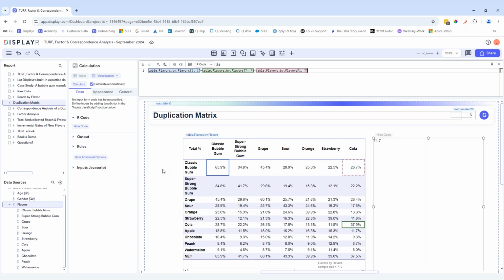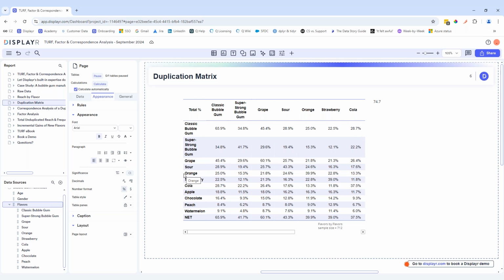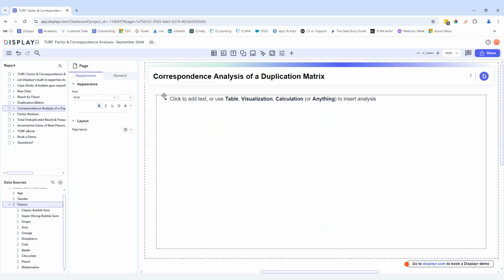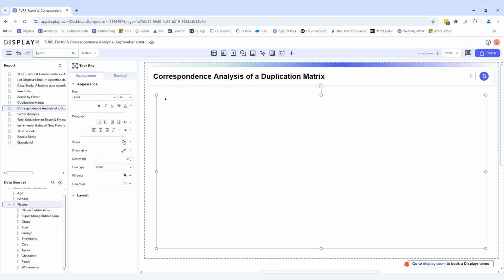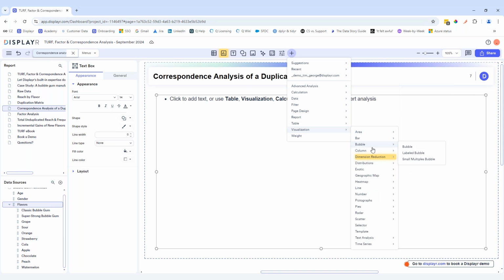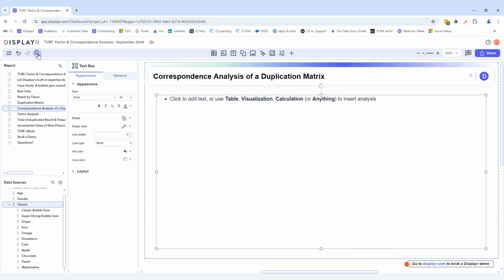Now there's a lot going on in this table here, which makes it tough to find patterns. Fortunately, we can use correspondence analysis to quickly find patterns for us. I'm going to go ahead and search for correspondence analysis. So Displayr tells us where to find it. And you'll see that Displayr points us towards 3 options for correspondence analysis. Okay. So I'm going to actually search for duplication matrix and see if that narrows down our options.